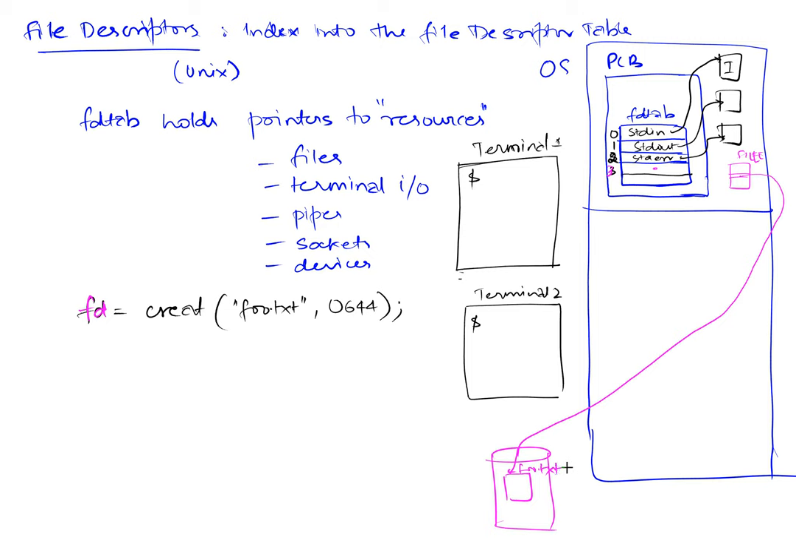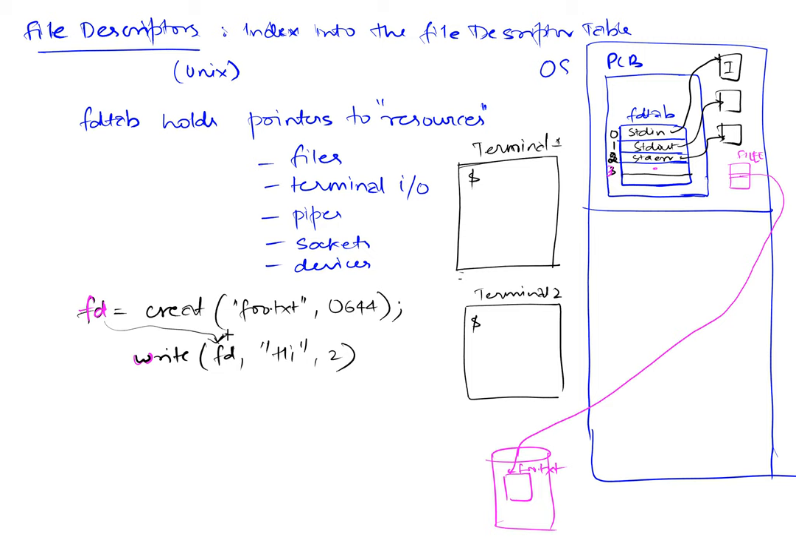But from here onwards, when I want to write to this file, I would use this resource as my handle, this index as my handle. I would say something like fd, and I want to print the string hi, and it's 2 bytes. I would say something like that. So this becomes my handle to that resource for the rest of my program.